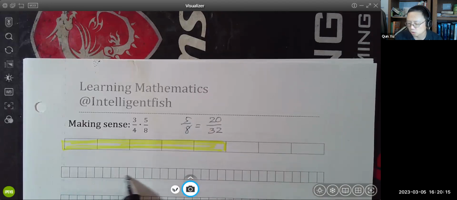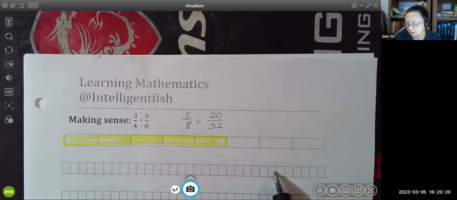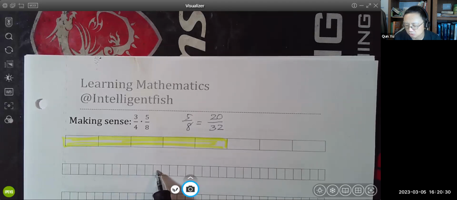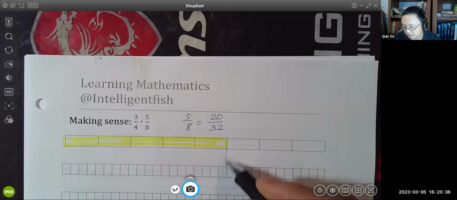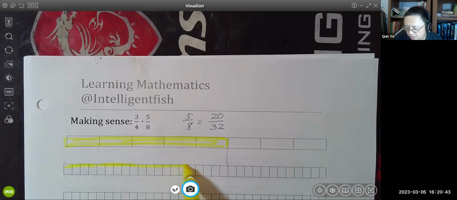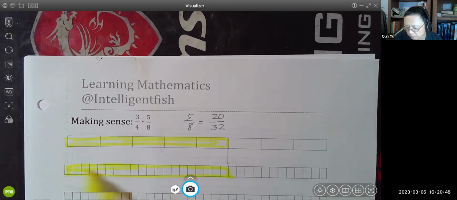Now this is 32. Still the same thing. I divided it into 32 equal parts and I get 20 parts. Let's see, where is 20? 1, 2, 3, 4, 5, 6, 7, 8, 9, 10, right here. This is exactly equivalent to 5/8. So I'm going to highlight it. That's what they call equivalent fractions.